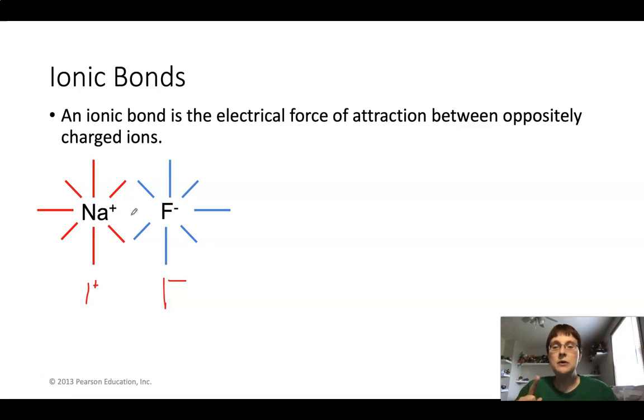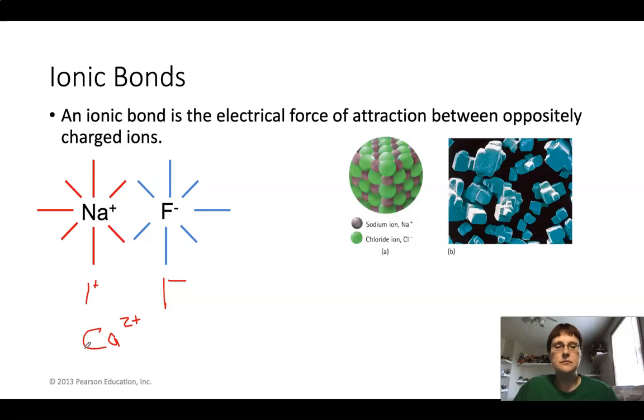Now, if we were looking at something different, instead of sodium, let's say we had calcium. Remember that one I showed you is a +2. If we had calcium, we'd actually need two of these fluorines in order to make the compound, because you need two negative charges to be attracted to balance out the calcium. So I'm going to show you a couple of examples of these guys.